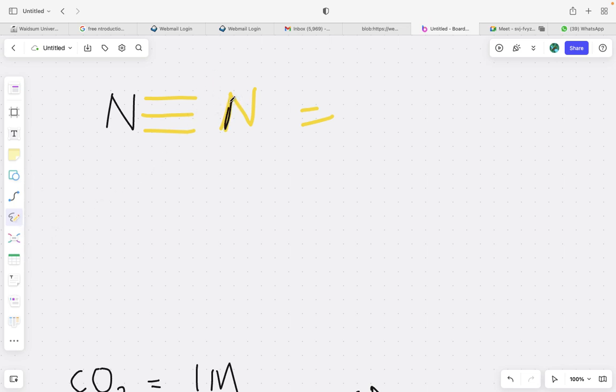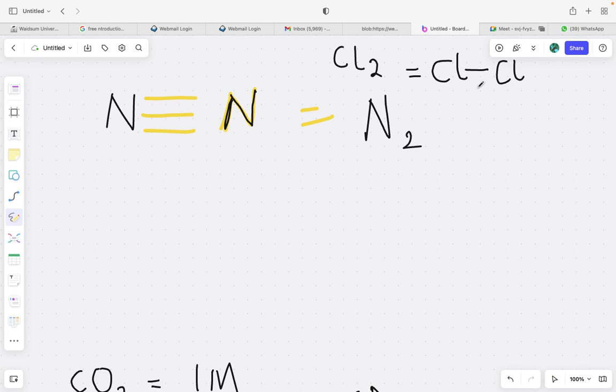To another N, which is equal to your N2. But the bond is triple. You know, we have single bond, like in the case of chlorine. Cl2, this is a single bond, Cl single bond to Cl.